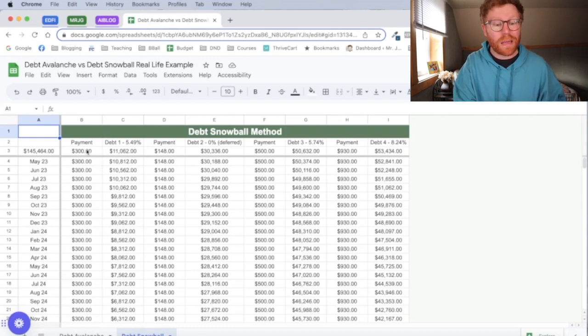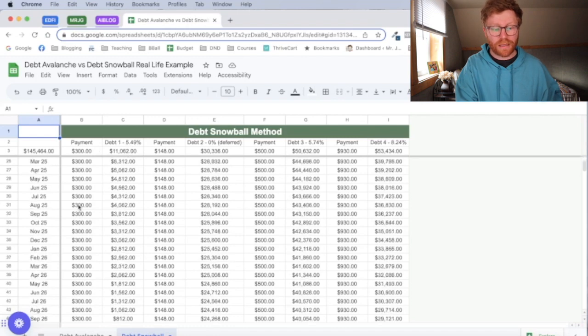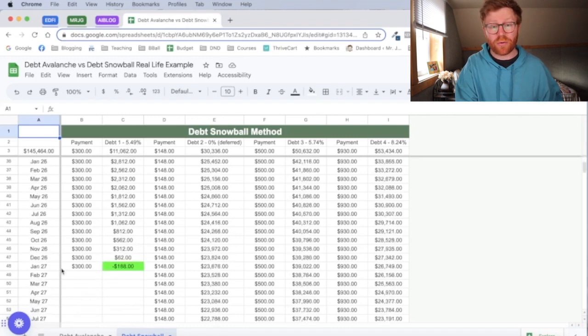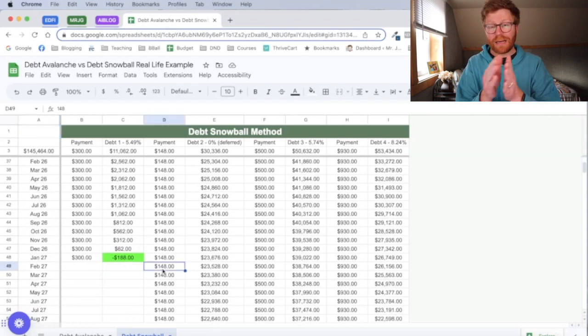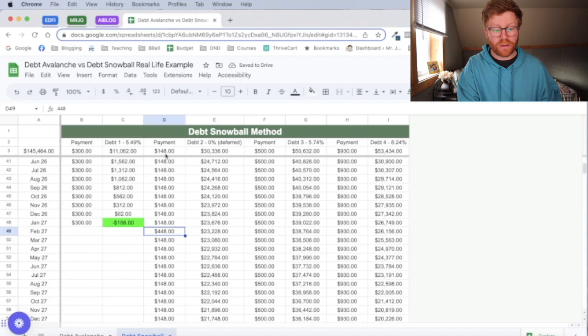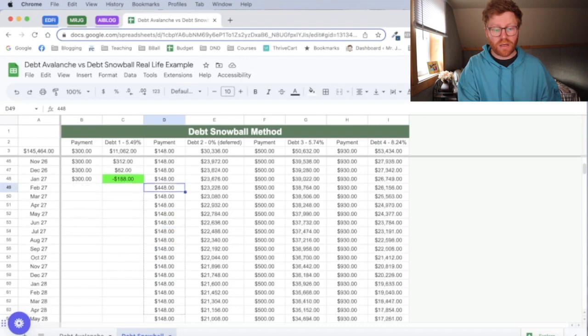All right, so here we go. We've got a minimum payment of $300 on debt number 1 with a 5.49% interest rate because we are not paying any attention to our interest rates in this scenario. And we're going to just pay the minimum on that until it's paid off, which is in January of 2027. And now we're going to just take this $300 and apply it to our next loan over. So this is now going to be $448. And again, the formulas are set up so that you can just enter in the number in your payment column and drag this down until it's gone.